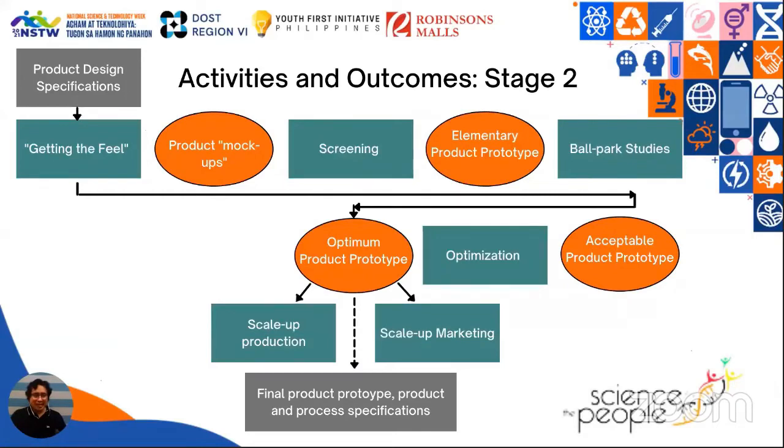Okay, this one here is another way of how we can look at stage 2, or product design and process development. So here we have the activities and outcomes now specific to stage 2. So we start normally with the product design specifications, and then the first activity will be getting the feel. So in this activity, we try to recognize the variables na kailangan natin gamitin in our product prototyping.